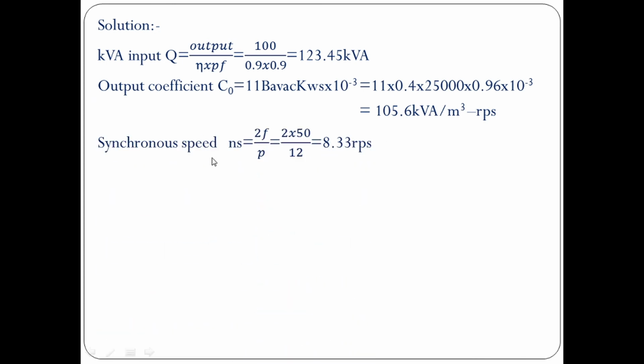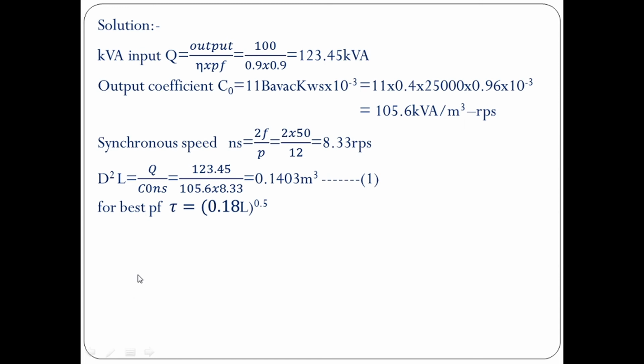So synchronous speed NS, in RPS, is given by NS equal to 2F by P. So 2 into 50 divided by 12 poles, 8.33 RPS. In the statement of the problem, the number of poles is also mentioned, so based on that you can calculate the synchronous speed as 8.33 RPS. So D square L is Q divided by C naught into NS. So 123.45 is the Q value, divided by C naught, 105.6, into 8.33, the NS value. So you will be getting 0.1403 meter cube as D square L value.